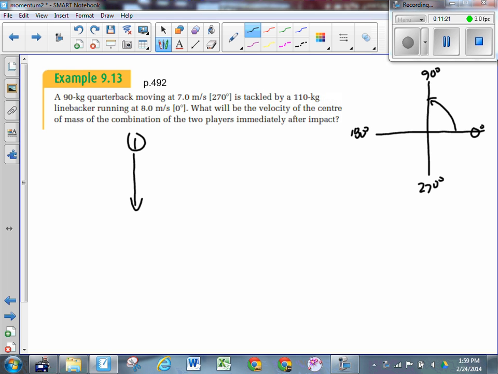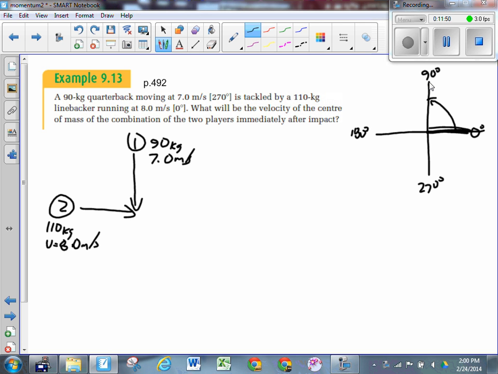His mass is 90 kilograms, or her mass is 90 kilograms, moving at 7.0 meters per second. Now, this person is tackled by a 110 kilogram linebacker running at 0 degrees. 0 degrees, you can see, would be straight to the right here. So we're going to make that object number 2. His mass or her mass is 110 kilograms, and the velocity is 8.0 meters per second.